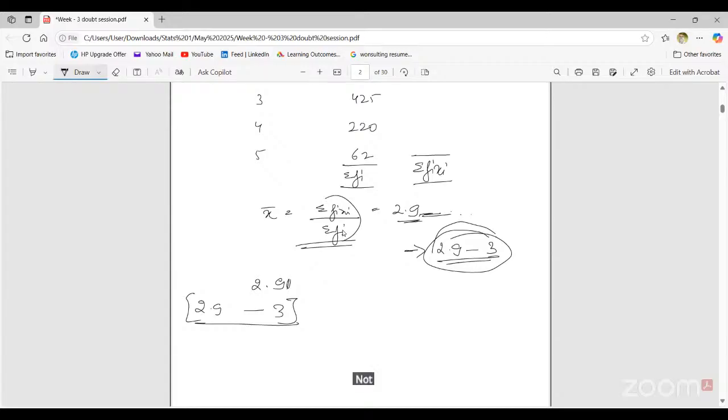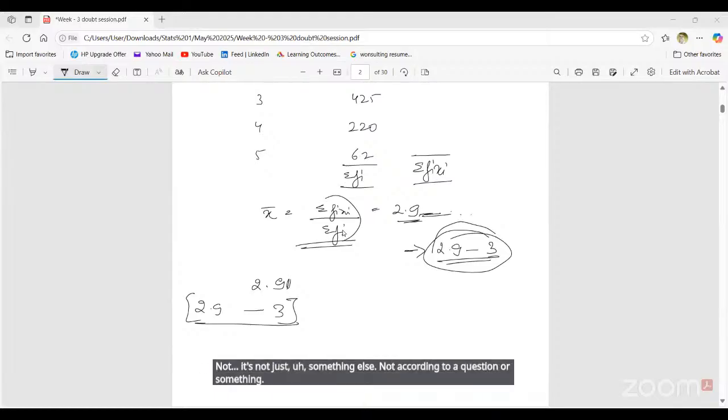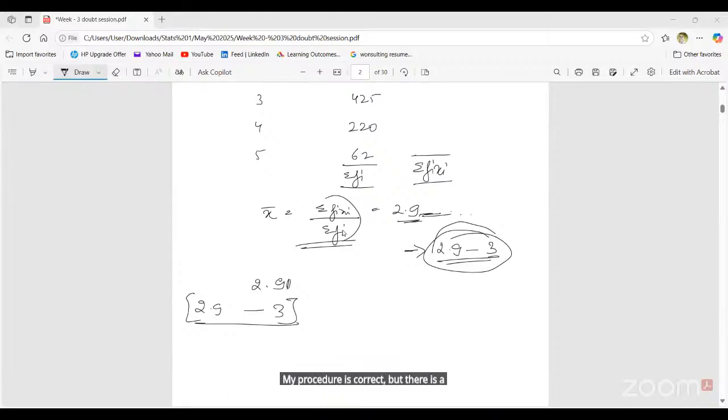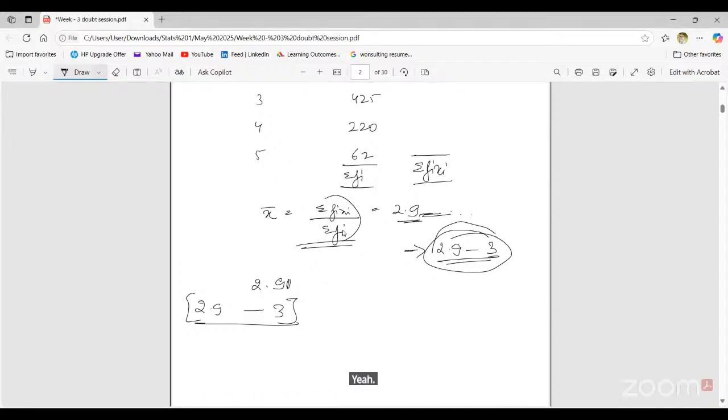Ma'am, it's not according to the question or something else? My procedure is correct, but there is a calculation mistake, so I got 2.6. The answer should be 2.9, and the range is from 2.9 to 3. The range is in the sense your answer should be in between this range. If the answer is between this range, then the answer is correct. Ma'am, how do we get this 3? You don't have to get any 3 or something. It's like an approximation. Like if it is 2.912, we are assuming it as 2.9 to 3.